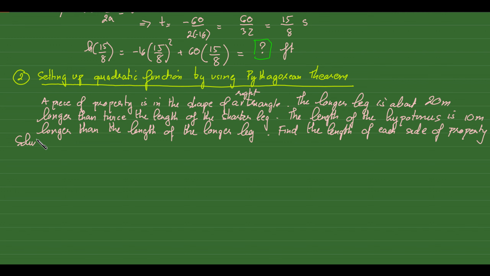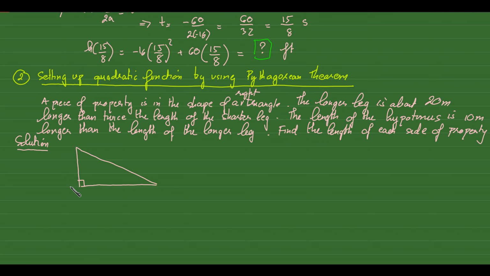Alright, so let's see how we're going to do this. Let's draw the picture. This is a word problem. I have a piece of property in the shape of a right triangle, so I have a right triangle like this.